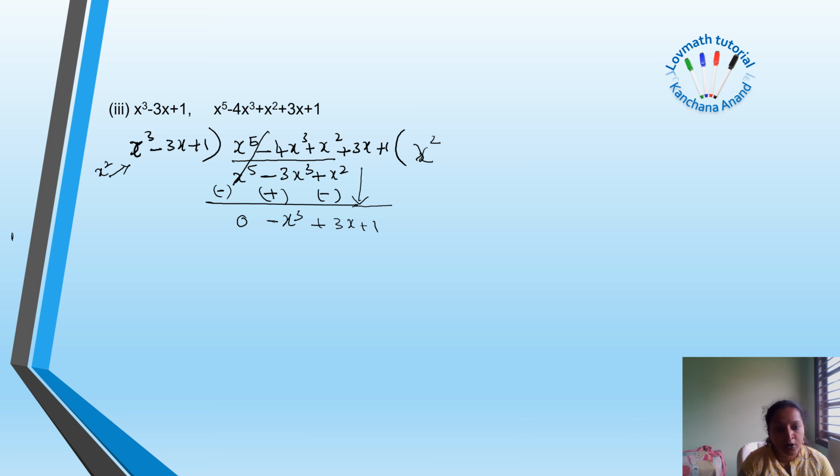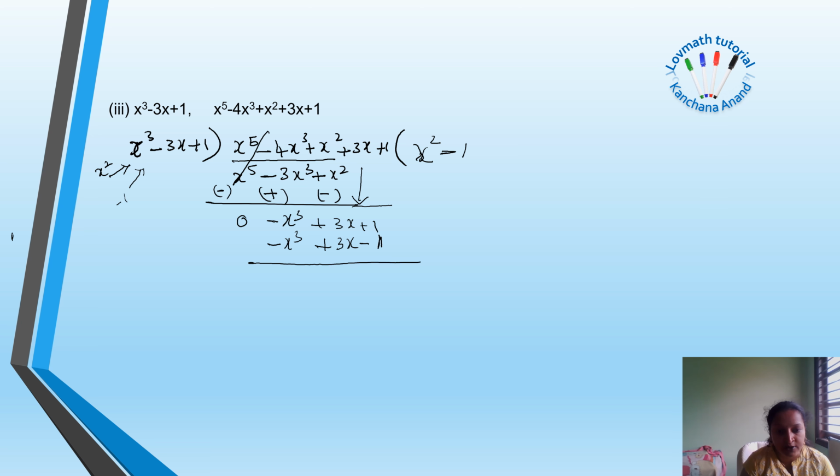So to solve this polynomial, we have to multiply by minus 1. That means we have to multiply the first polynomial again by minus 1. Therefore minus 1 into x cube is minus x cube, minus 1 into 3x is plus 3x, and minus 1 into plus 1 is minus 1.